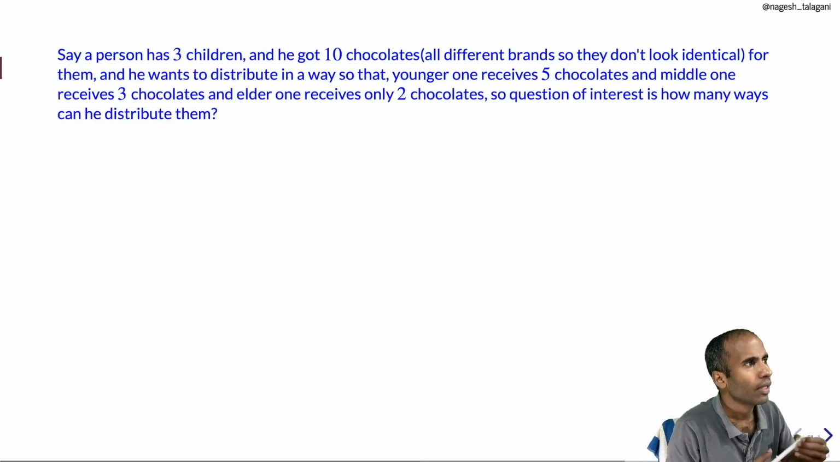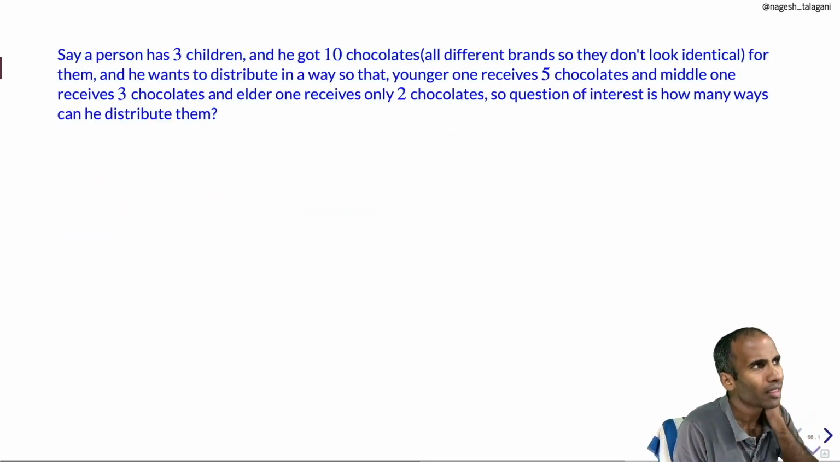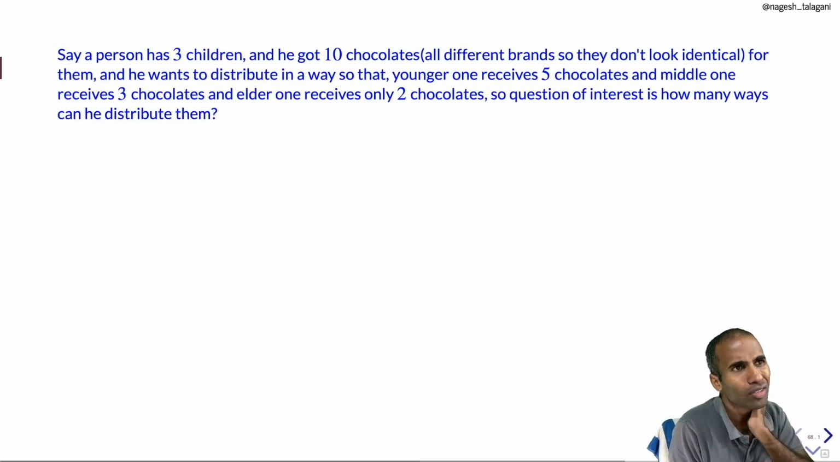Say a person has 3 children and he got 10 chocolates, all different brands, for them. He wants to distribute them in a way so that the younger one receives 5 chocolates, the middle one receives 3 chocolates, and the elder one receives only 2 chocolates. So the question of interest is, how many ways can you distribute them?